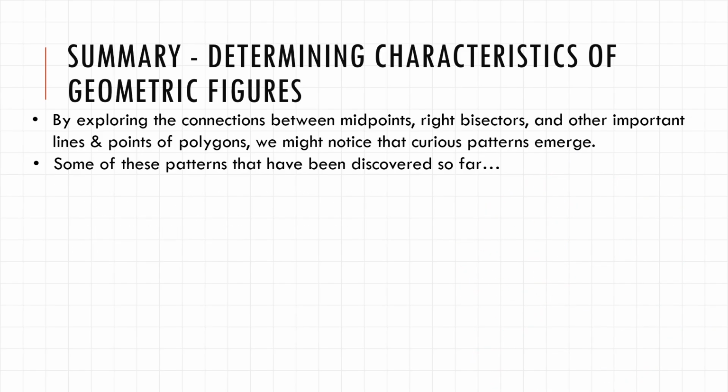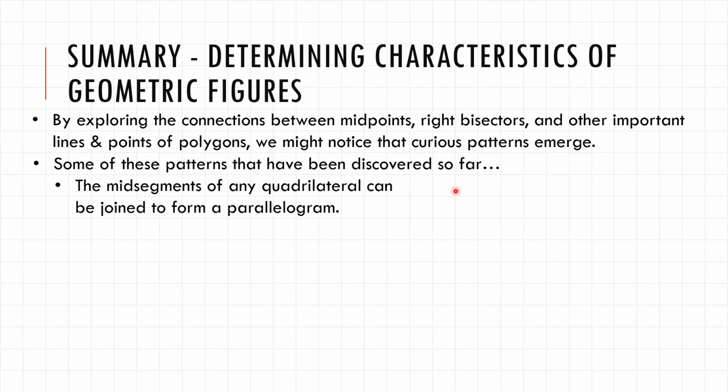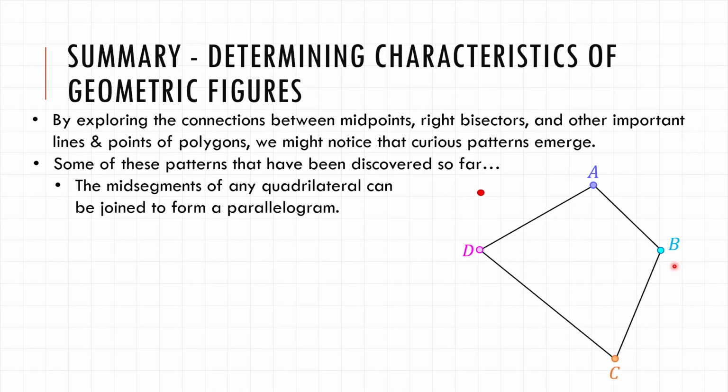We also noticed throughout this unit that the mid-segments of any quadrilateral can be joined to form a parallelogram. So here is a random quadrilateral, and if I plot points at each of the four midpoints of the sides, and then I connect those with lines, these are called mid-segments, and notice that they actually did form a parallelogram.